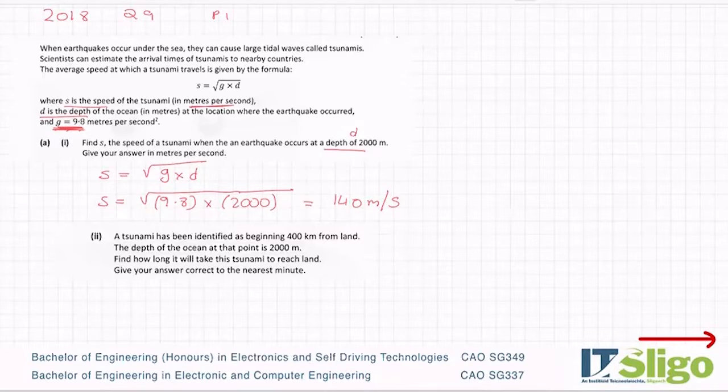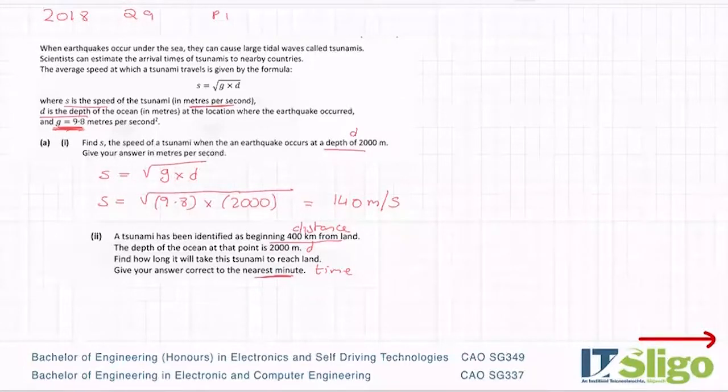Part 2. A tsunami has been identified as being 400 kilometers from land. The depth of the ocean is 2,000 meters. Find how long it will take this tsunami to reach land. Give your answer correct to the nearest minute. Well, minute implies time. I have distance.